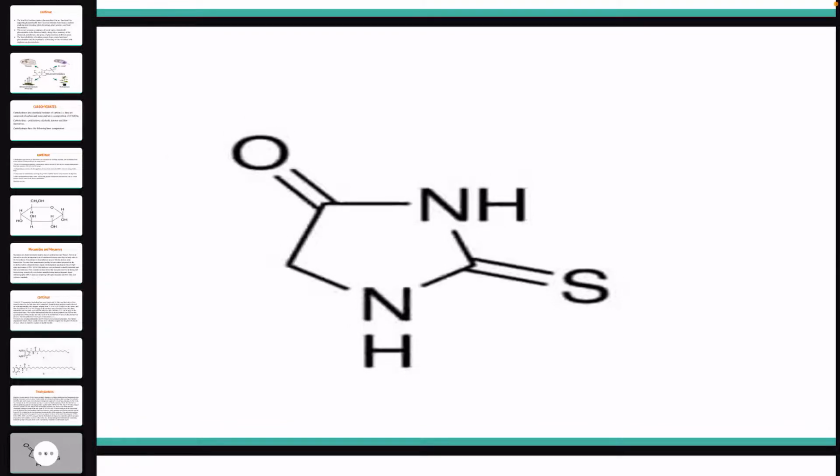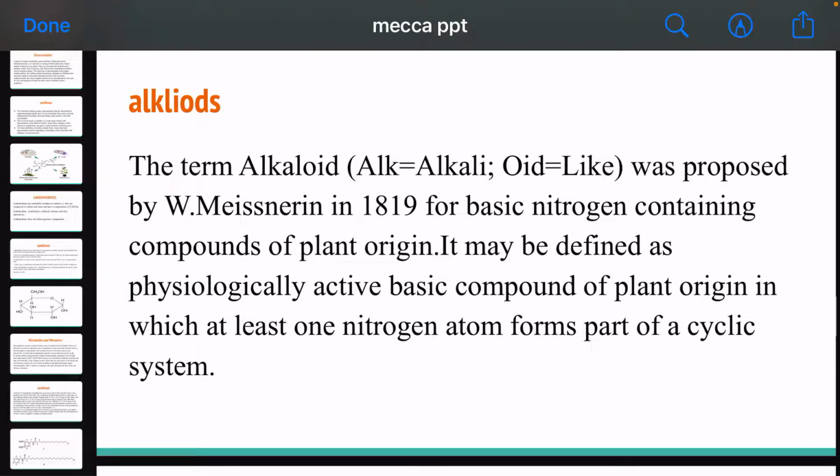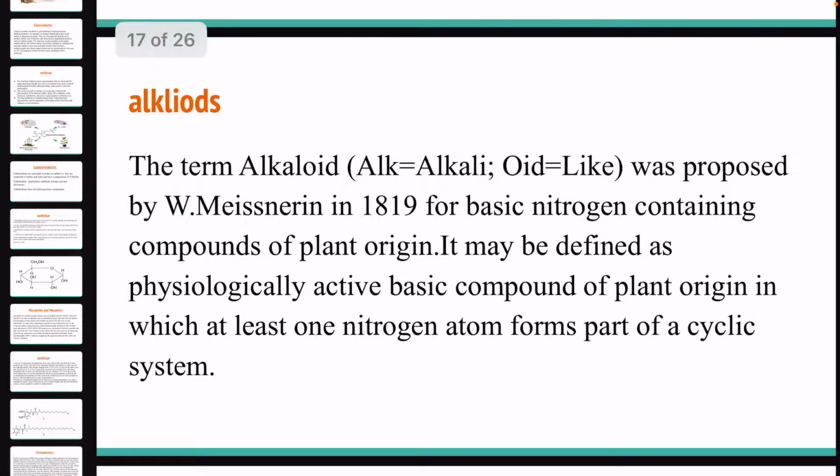So this is the structure of thiohydantoin. As we can see, a ring consists of two NH and an oxygen, and which is also attached to a sulfur. So the next nutrient that we have in our list is alkaloid. The term alkaloid, where alka means alkali and oid means like, was proposed by W.